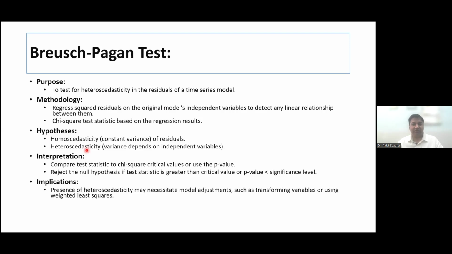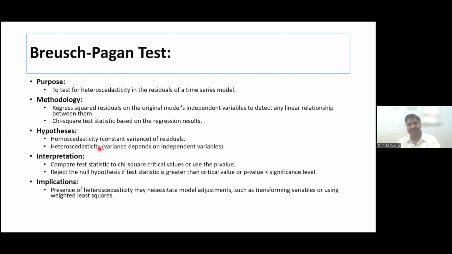But if H naught is rejected, then the data is said to have an issue of heteroscedasticity, where the variance of the error term depends on some independent variable. Then you have to look for some other model, refining the model to get a better prediction model. So that is how we normally proceed.